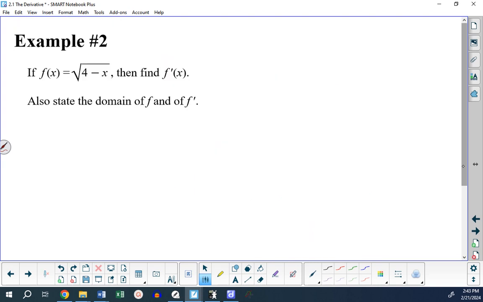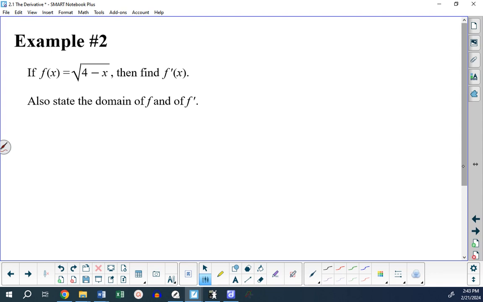All right. If f of x is the square root of 4 minus x, what is the derivative? Also state the domain and range of the function and of the derivative. Those of you who have taken Math 30-1 have heard me say maybe a dozen times, maybe 24 times, there's never any nice tidy rule for talking about range. But domain is easier to approach, and it's more important.